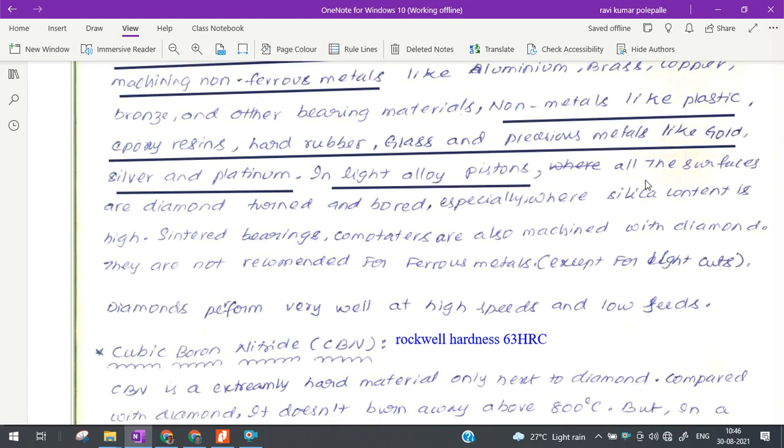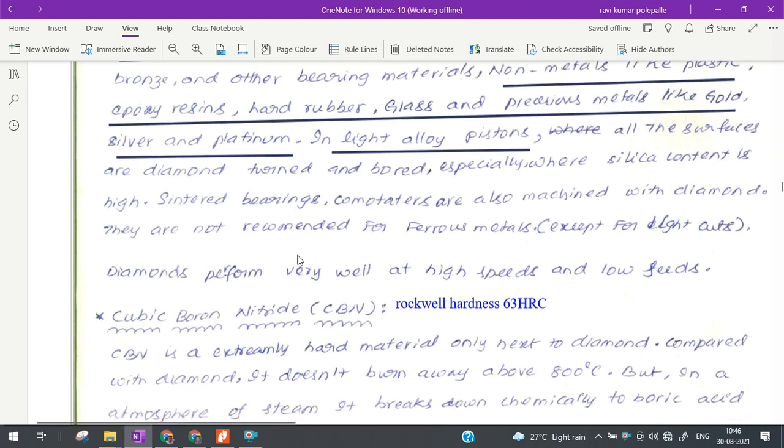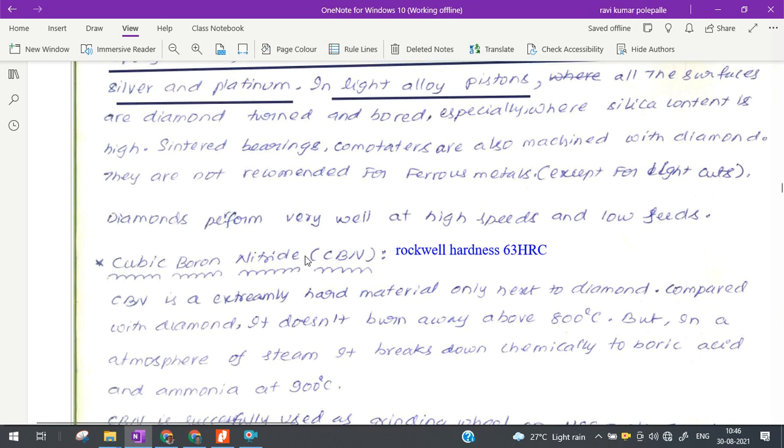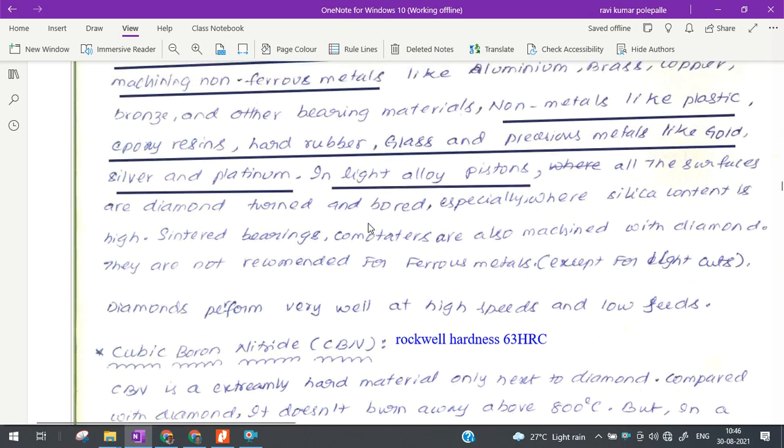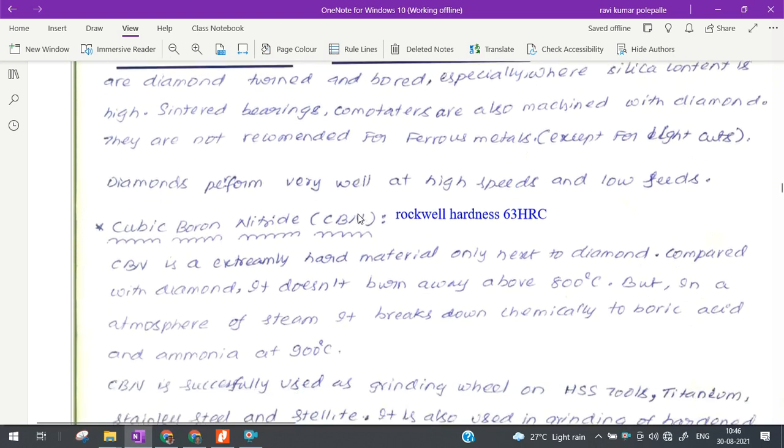In light alloy pistons, all the surfaces are diamond turned and bored, especially when silicon content is high, right? So these are some applications. Diamonds can perform very well at high speeds as well as low speeds, but the only care one should take is it should never be subjected to interrupted cutting or shock loading, right?